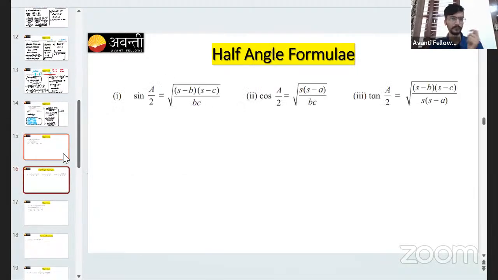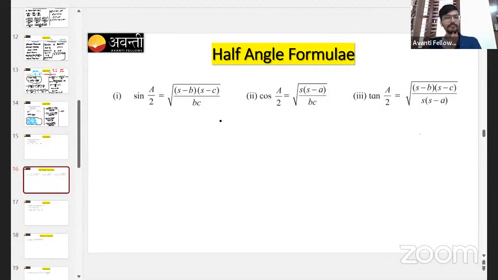Okay. So first we're going to be studying the half angle formula. I hope my voice is pretty clear. If not, you can just tell me, and basically it's a mic check. So if it is clear, then we'll move forward. Okay, fine. Let's start.